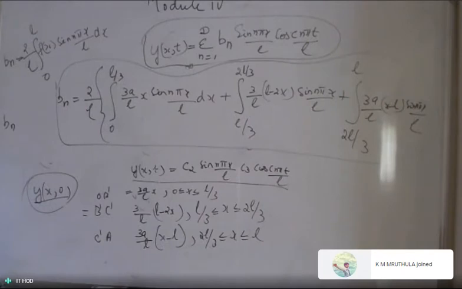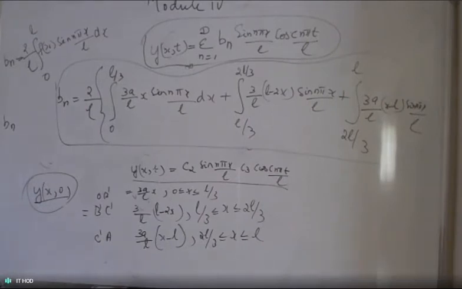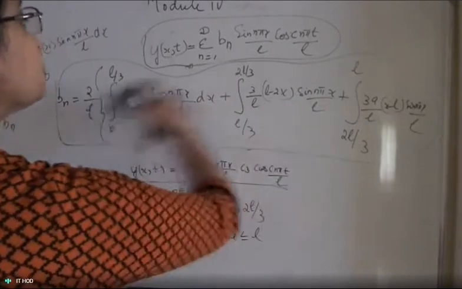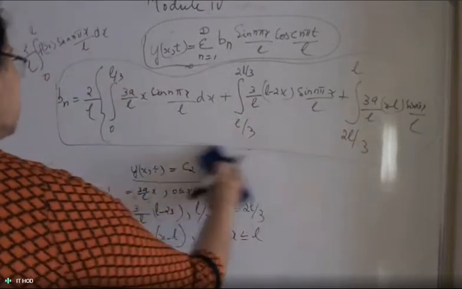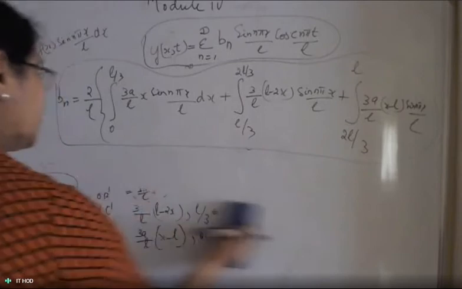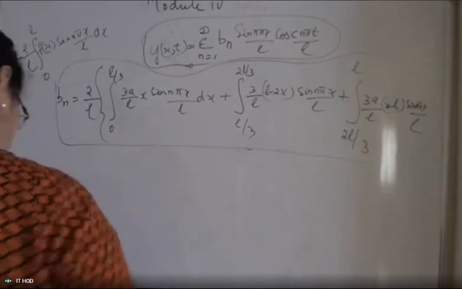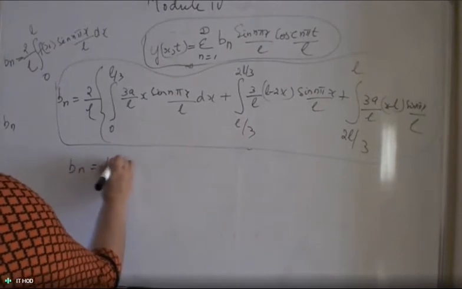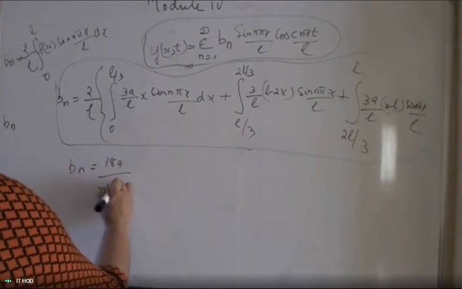After getting that answer, you can write the final answer. That will be a lengthy one. Practice, you will get it. Maybe they can ask that also. So finally, after solving all this, I'm not going to do the integration part, it will take some time. So let me erase this one, and you will get the final answer as Bn is equal to 18a divided by n squared pi squared.